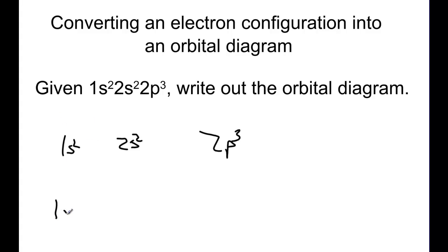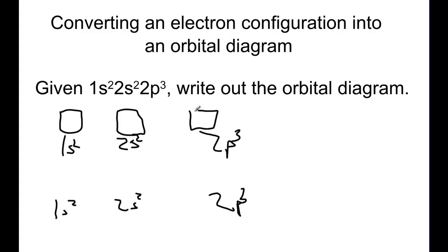So we're going to do this one more time, and I'm going to show you two ways that you might see this. You might see the boxes like you had in the previous slide here. For the s's, we only need 1 box each because there can only be 1 s orbital. But for p, we're going to need 3 boxes.